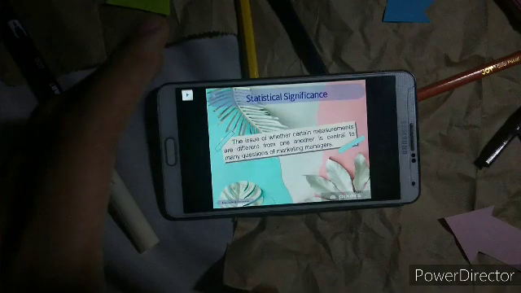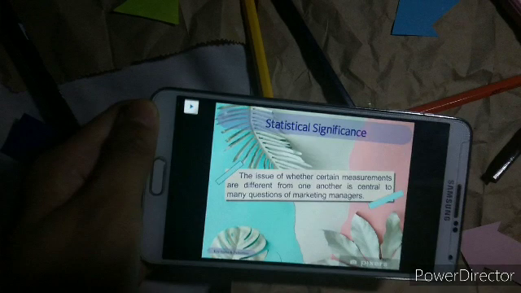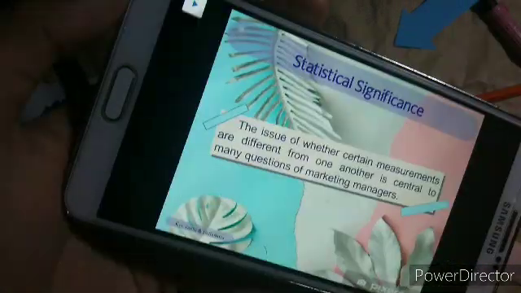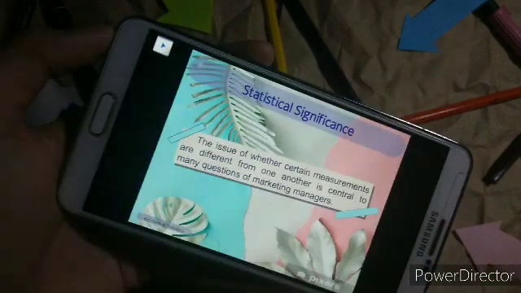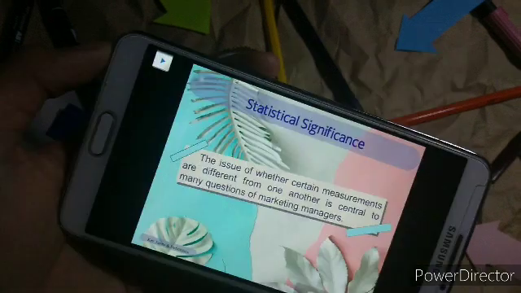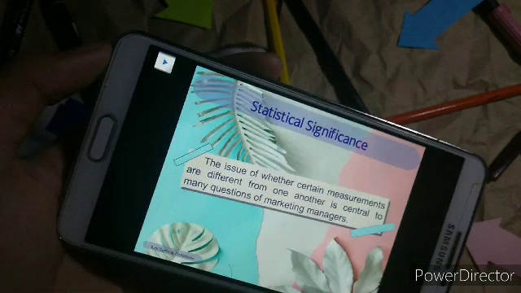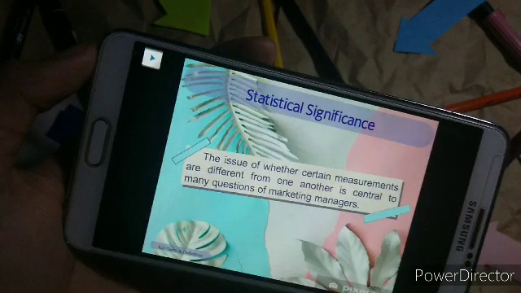In statistical significance, the issue of whether certain measurements are different from one another is central to many questions of marketing managers. These questions are: the post-test measure of top-of-mind awareness is slightly higher than the level at pre-test. So the question is, did the top-of-mind awareness really increase? Is there any other explanation for the increase?